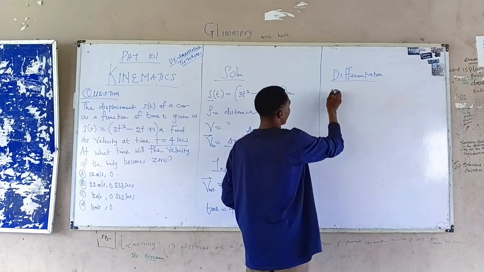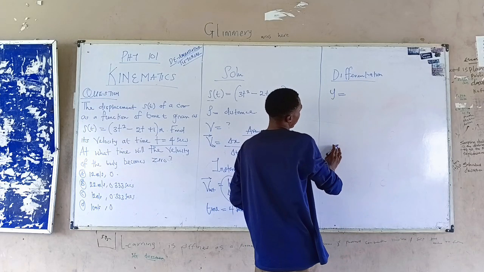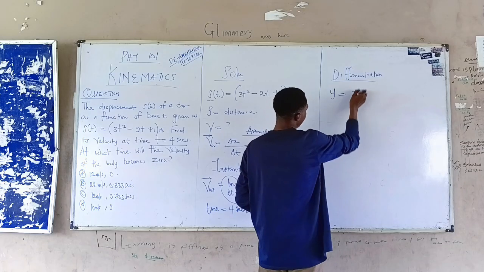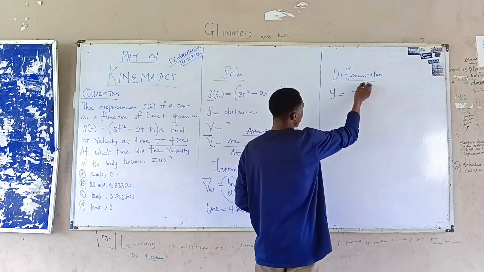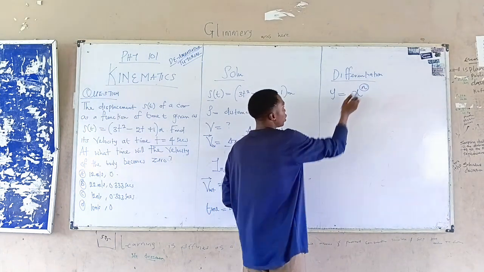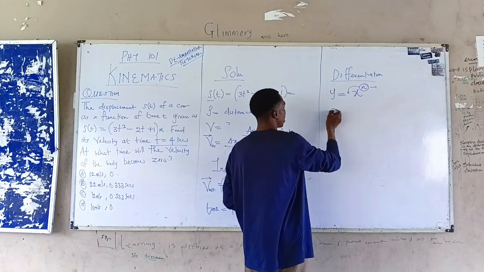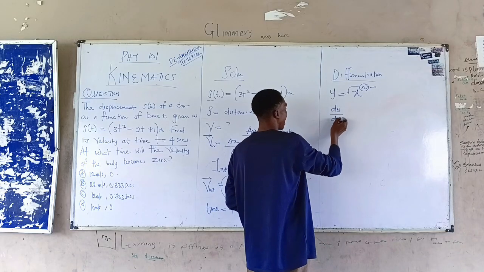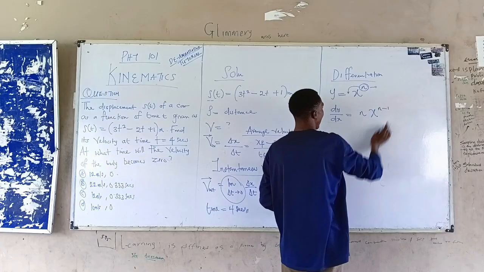In differentiation, if I have an equation that says y equals x to the power of n, anytime you are differentiating, all you need to do is bring the n to the front, and when it's brought to the front, you subtract 1 from the power. So that means my dy over dx is equal to n, brought to the front, then x to the power of n minus 1.